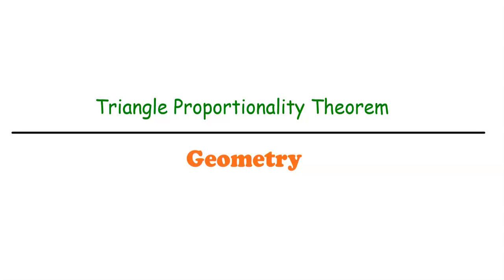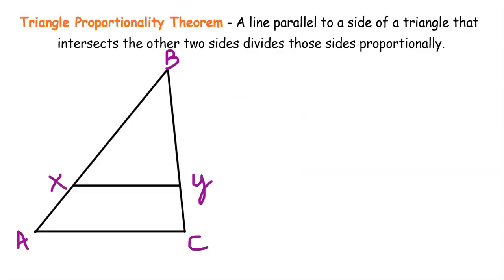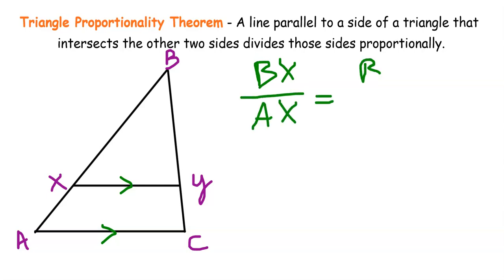So the full statement of the triangle proportionality theorem says that when a line parallel to a side of a triangle intersects the other two sides, it divides those sides proportionally. In this case, what we're talking about is that the line XY is parallel to the line containing A and C. Therefore, the sides AB and BC are cut proportionally by the line containing XY, or that BX over AX is the same as BY over CY.